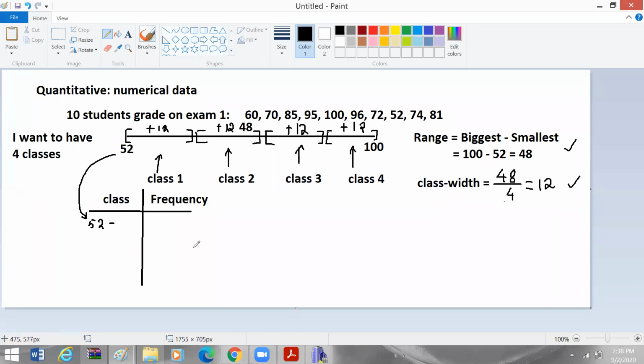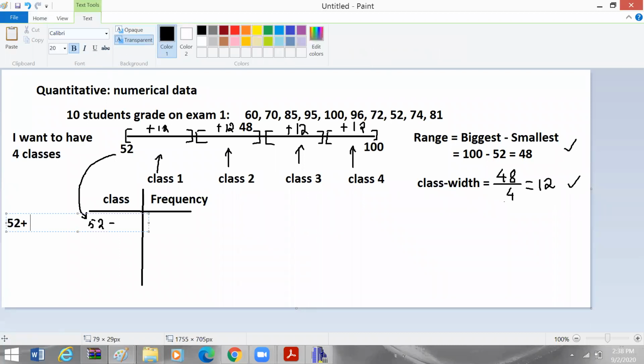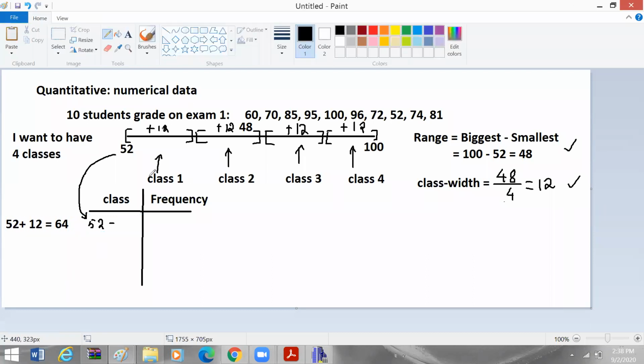Are we good? And now I have to add 12. So I'm going to do the math right there. 52 plus 12, if we do the math on this, is easy. That'll be 64. So 52 add 12, I got 64. So the endpoint that we have for this class is 64.